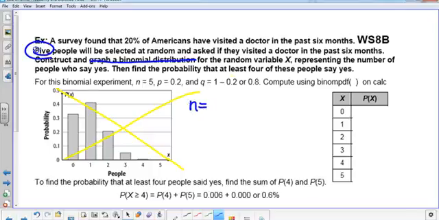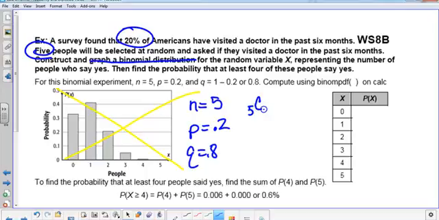We asked 5 people. What's the probability they went to the doctor? 20%. Okay. If we were doing it by hand, we would have Q is 0.8, and we would have to do 5C0 times 0.2 to the 5th times 0.8 to the 0. But did we want to do that all the way down this chart? What did we learn to do?